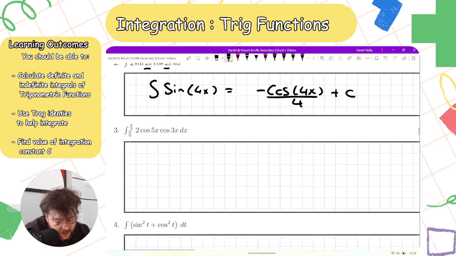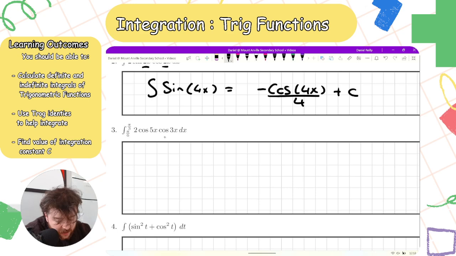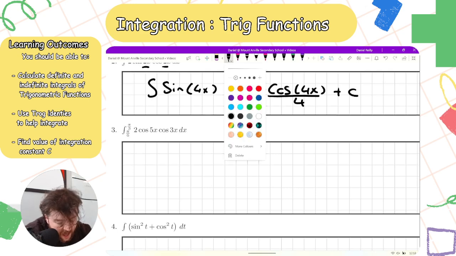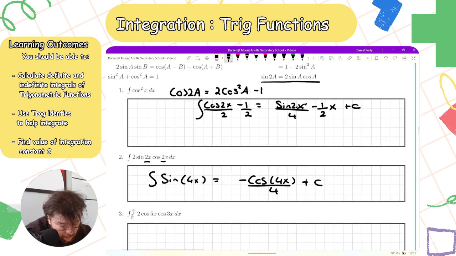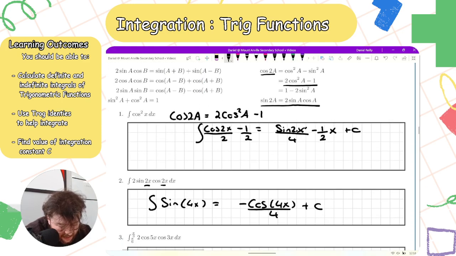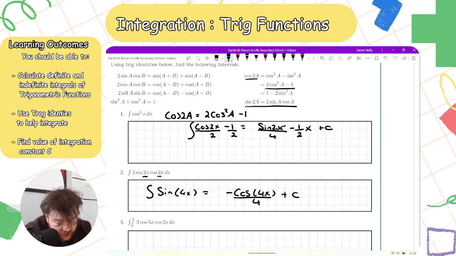This one here now, 2 cosine 5x cosine 3x. Right, so I'm multiplying 2 cosines together. So I can change it now. 2 cosine a cosine b is cosine of a minus b plus cosine of a plus b. So this equals cosine of a minus b, 5x minus 3x is 2x, plus cosine of a plus b.